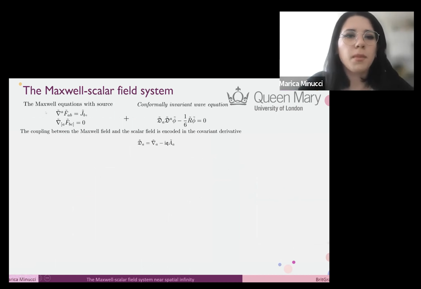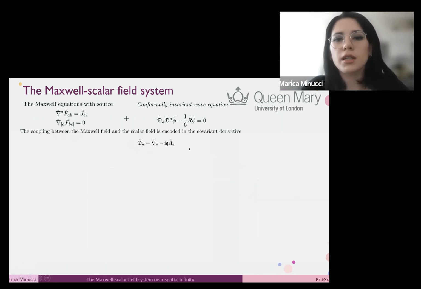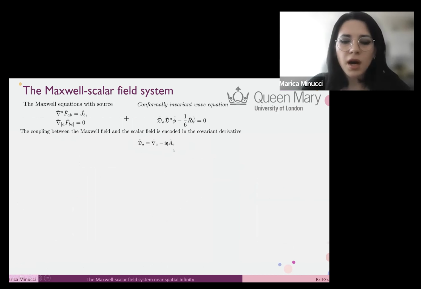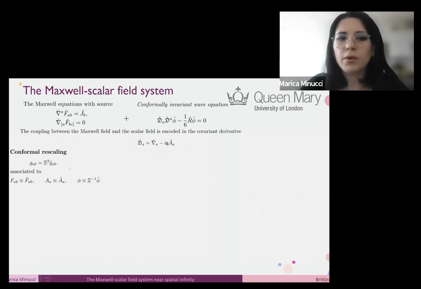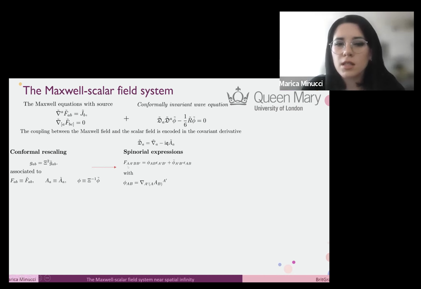This is given by the Maxwell equation together with the conformally invariant wave equation, and they are coupled via the covariant derivative. Our technique consists of introducing a conformal rescaling, so that from now on we'll work on the corresponding unphysical quantities involved in our system. Then all the resulting quantities will be expressed in a spinorial formalism. So we will introduce the Faraday spinor, which is the spinorial counterpart of the Faraday tensor, and the Maxwell spinor.